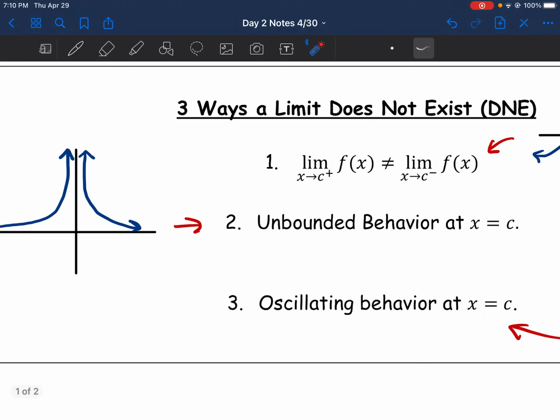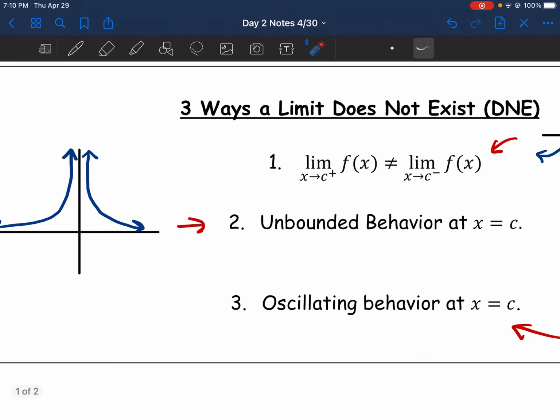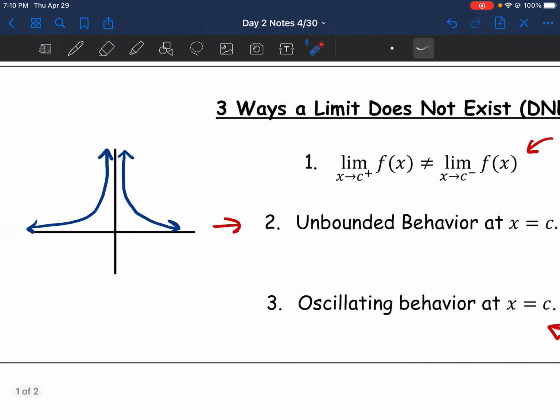We will also have a limit that does not exist if we have unbounded behavior at x equals c. So let's say that this is c right here. Notice that on the left side and the right side of c, we have this unbounded behavior. So we're going to go ahead and say the limit does not exist. And this looks just like the example we saw yesterday with y equals 1 over x squared.